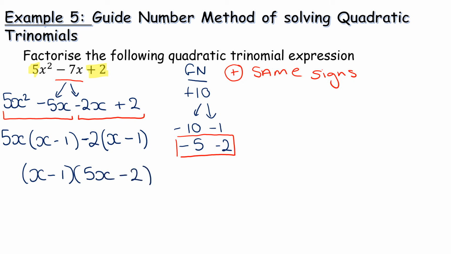Now, you can see that it's not as simple as x minus 5 and x minus 2, as using the shortcut would give. So that shortcut will not work in this case, and the reason is because the leading coefficient, i.e. the coefficient in front of the x squared, is not 1. There is a 5 there.